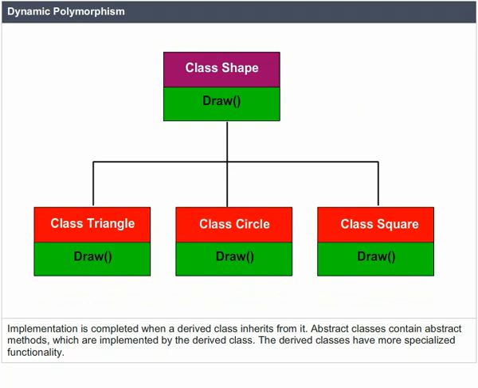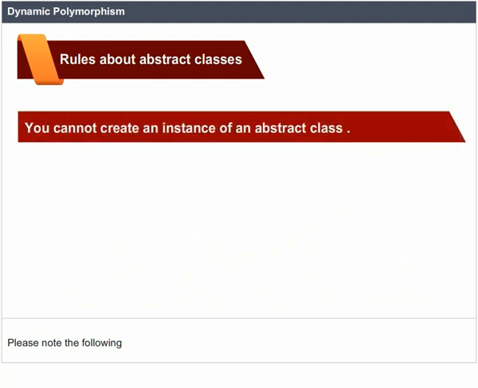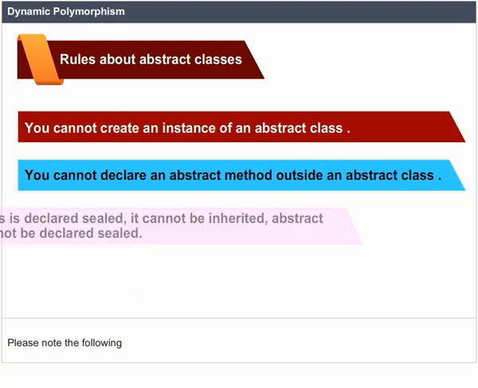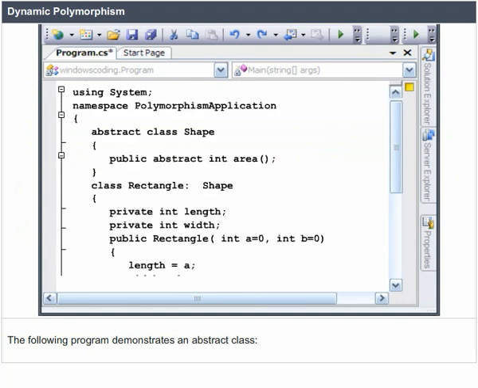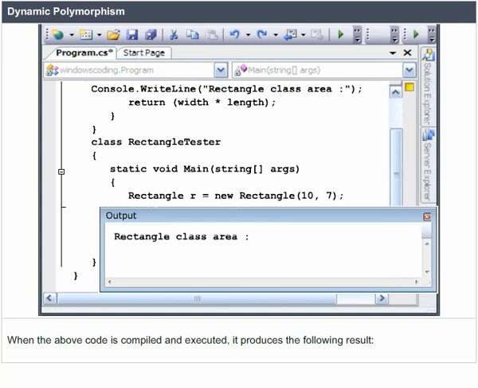Please note the following rules about abstract classes. You cannot create an instance of an abstract class. You cannot declare an abstract method outside an abstract class. When a class is declared sealed, it cannot be inherited. Abstract classes cannot be declared sealed. The following program demonstrates an abstract class. When the code is compiled and executed, it produces the following result.